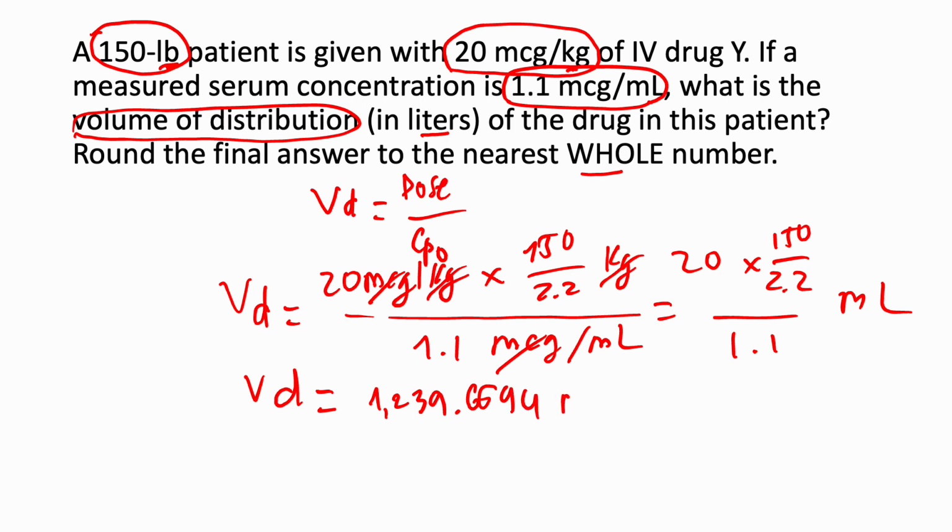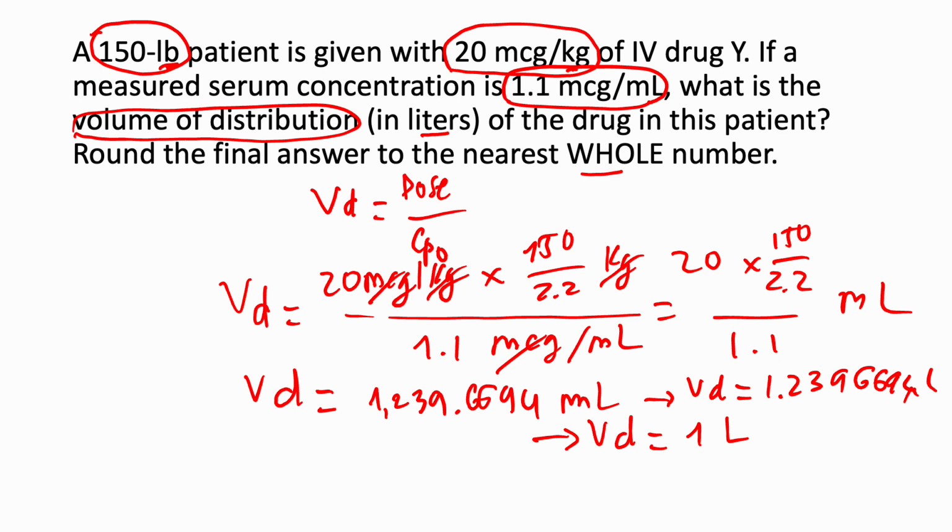So you have 1239.694 milliliters. Because the question asks for the volume of distribution in liters, you need to convert into liters. Volume of distribution will be equal to 1.239694 liters. That's a long number, so you need to round to the whole number. So from here, the volume of distribution will be rounded to 1 liter. So this is the final answer.